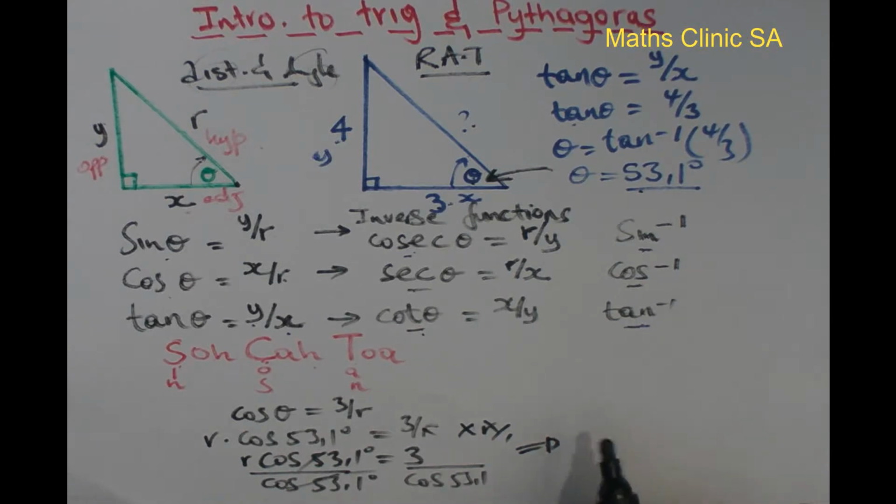So we have r on this side, and on the other side we have 3 divided by cos of 53.1 degrees. So let's quickly type it on the calculator: 3 divided by cos of 53.1. That gives 4.99, approximately 5.